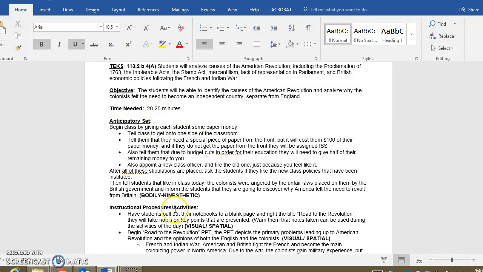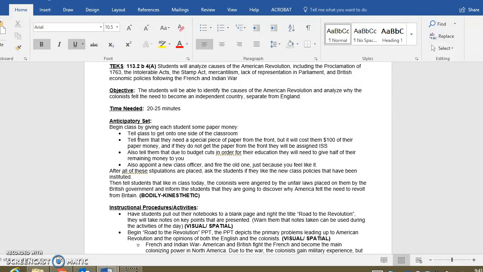Here's her anticipatory set. This is how she's going to grab their attention. Let me go ahead and read this real quick because she always had really good lessons. She says, begin class by giving each student some paper money. Tell the class to get on one side of the room. Tell them that they need a special piece of paper from the front, but it will cost them $100 of their paper money. And if they do not get the paper from the front, they will be assigned to ISS. Also tell them that due to budget cuts, in order for their education, they will need to give half of their remaining money to you. Also appoint a new class officer, then fire the old one just because you feel like it.